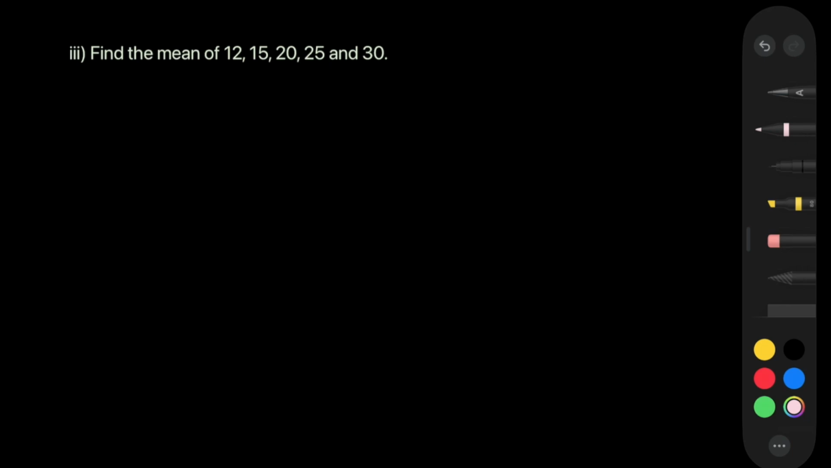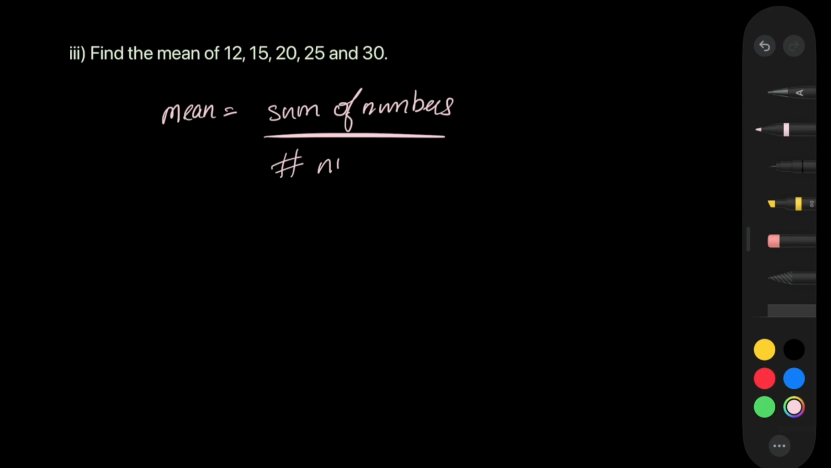Find the mean of 12, 15, 20, 25, and 30. So the mean of a set of numbers is the sum of the numbers in the set divided by the number of numbers in the set. So in this case, we need to sum up the numbers.